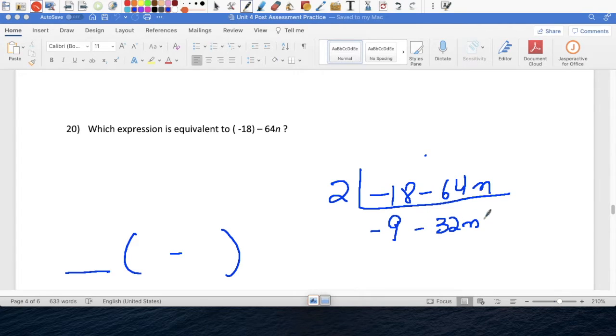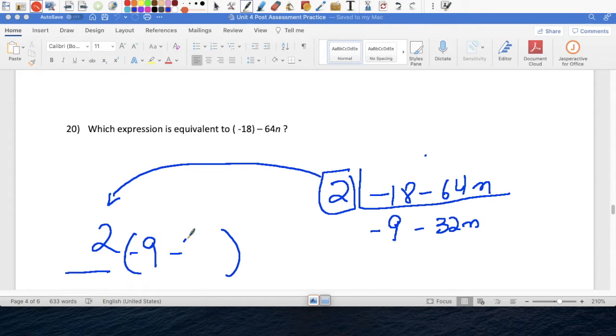Can we go again? Can I use 2? No. Can I use 3? Yes here, but no, 3 is not for 64. So then I'm done. That 2 goes over here. And then negative 9 comes over here. And then 32 goes over here. If you check, what's 2 times negative 9? Negative 18. What's 2 times negative 32? Negative 64.